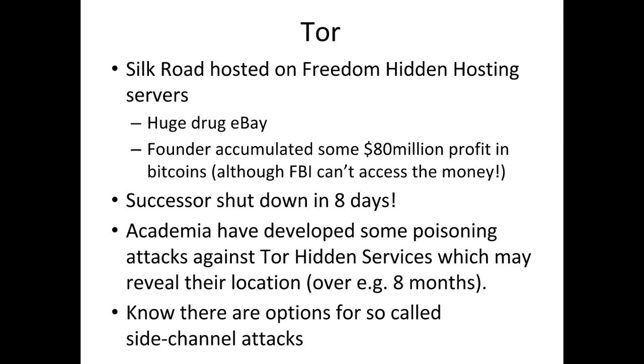An example of one of those hidden services is Silk Road. It was hidden. It was a large drug eBay type place. Apparently the founder had accumulated quite a lot of profit in bitcoins, and once they'd identified the fact this was taking place on Tor, they were able to shut down any successors. There are techniques to identify where Tor hidden services are. So it is possible to say which IP address is associated with a hidden service. There are also options for something called a side channel attack, which I do suggest you take some time to read outside of this.